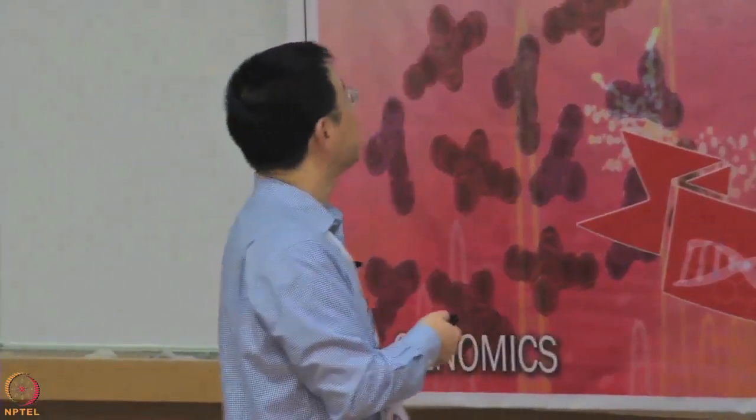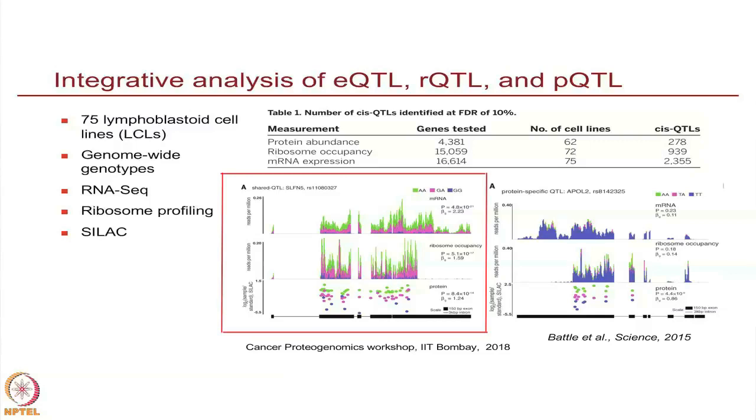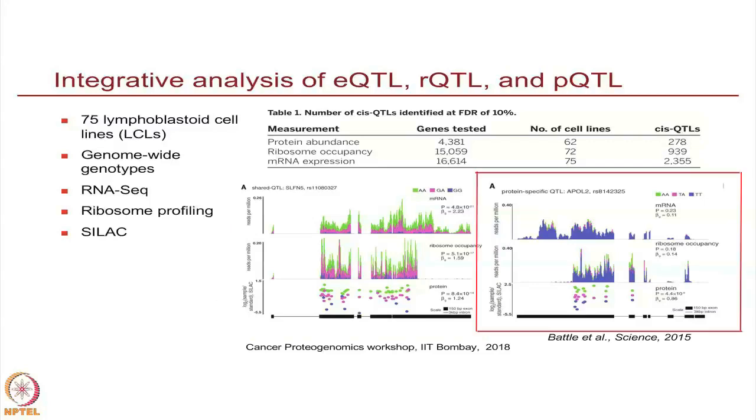But we can look at these examples. For example, in this case, we can see the effect is consistent at the protein level, the ribosome occupancy level, and the RNA level, because the three genotypes are colored by three different colors. We can see the difference at the RNA level, the ribosome occupancy level, and the protein level. But in this case, the effect is only observable at the protein level, but not at the ribosome and the RNA level. That means this SNP is affecting the translation of this protein, or maybe the stability of this protein, without affecting its RNA and ribosome occupancy.